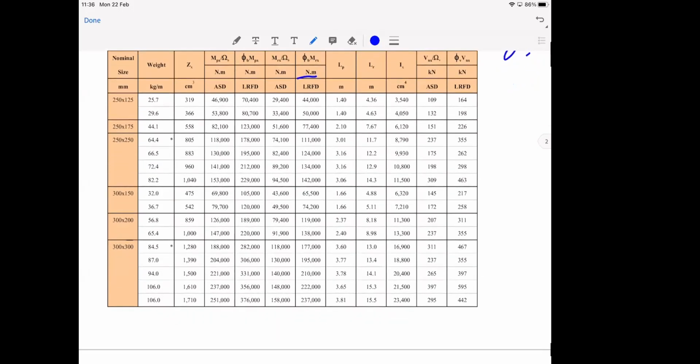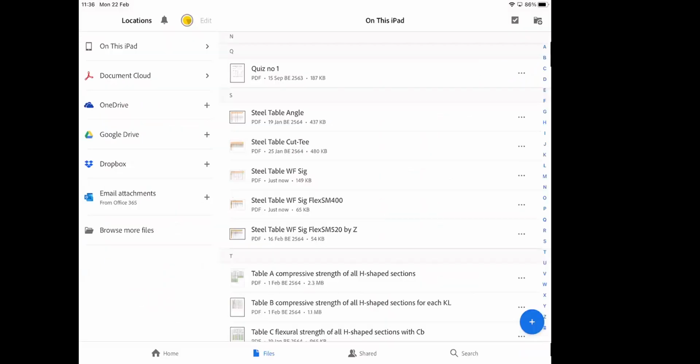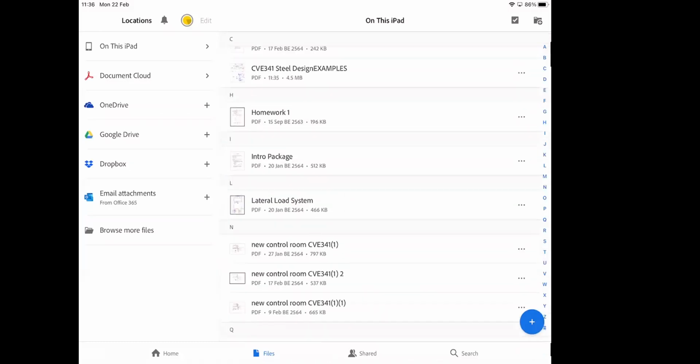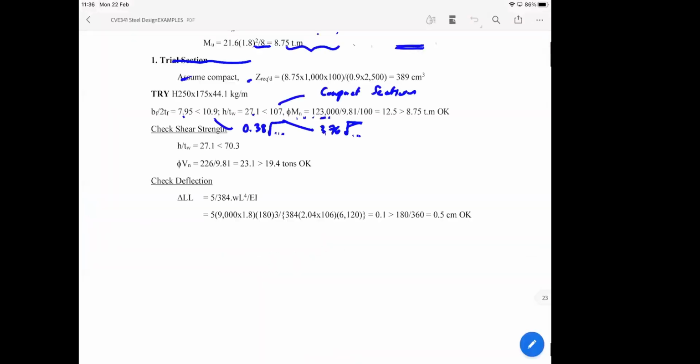So, if you want to do so, you can just pick up the phi Mn from this table right away. That's the number. Okay, either way, it's fine. But you need to change the unit if you want to use this table. So right here, because the section is compact, we can just pick up the number and calculate right away. Okay.